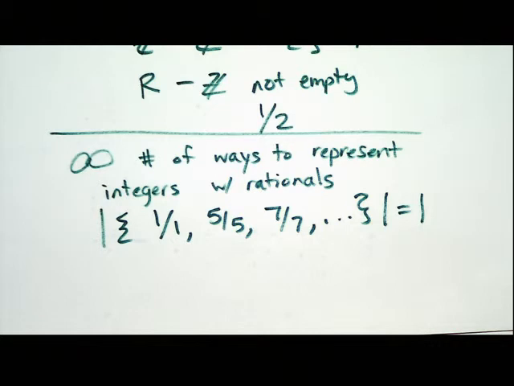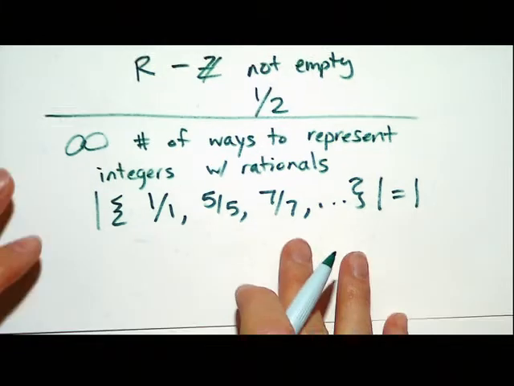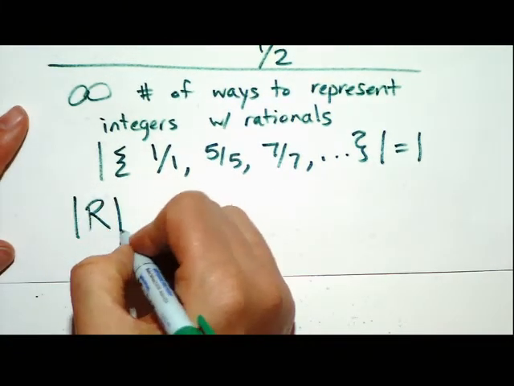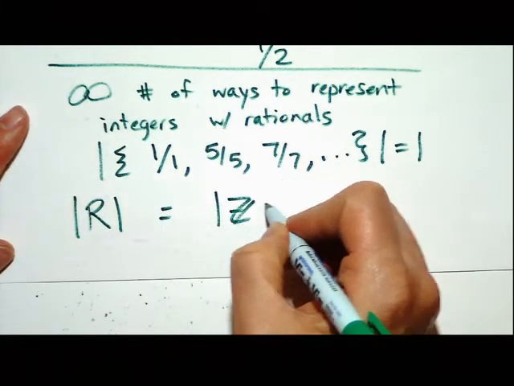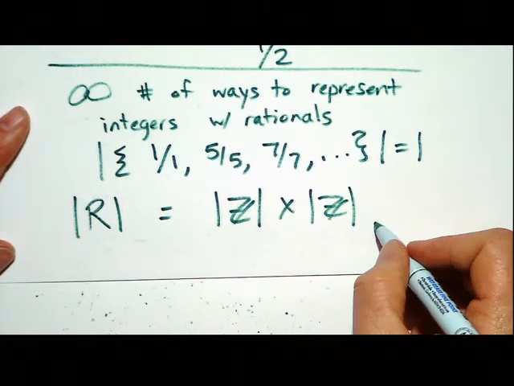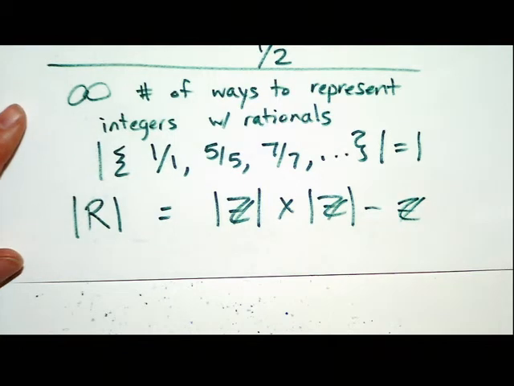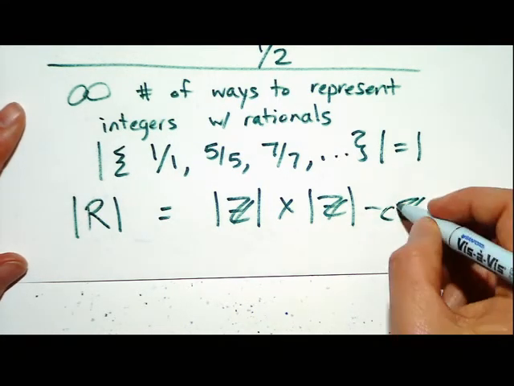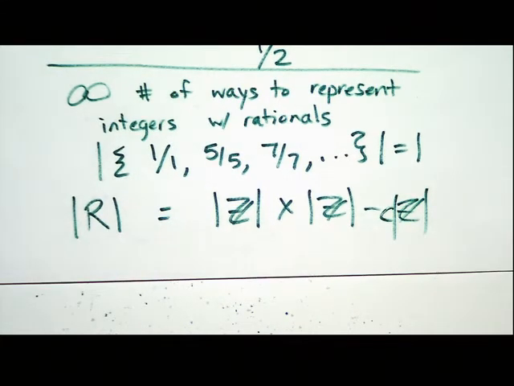There's not that many duplicates. There are infinitely many of them. So the size of the rational numbers is the size of the integers times the size of the integers minus probably some constant times the size of the integers.